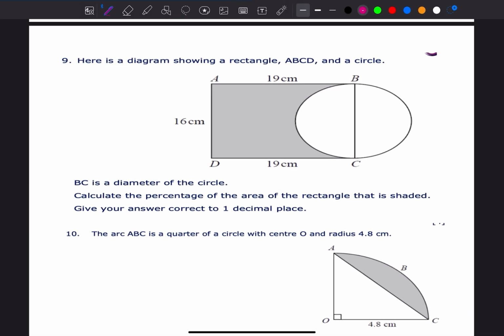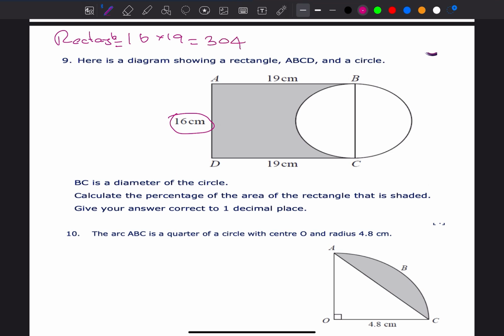Now, BC is the diameter of a circle. Calculate the percentage of the area of this that is shaded. Give your answer to 1 decimal place. Now, if that's 16, we can work out the area of the rectangle, which is 16 times 19, 304. But they want the area of the rectangle that is shaded. Okay. So how much did they take away?